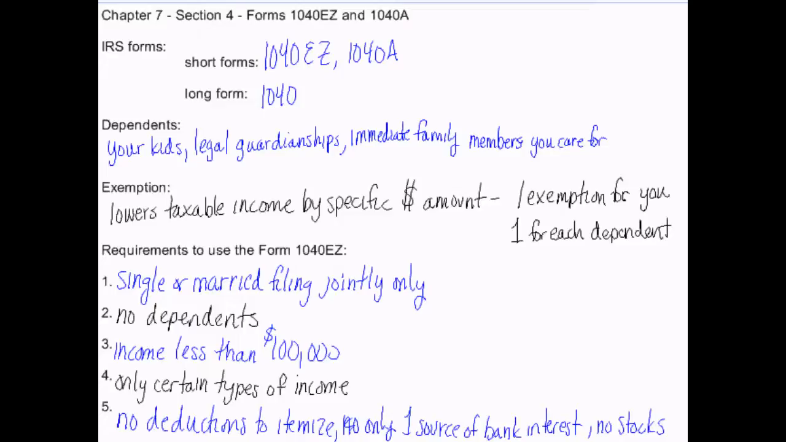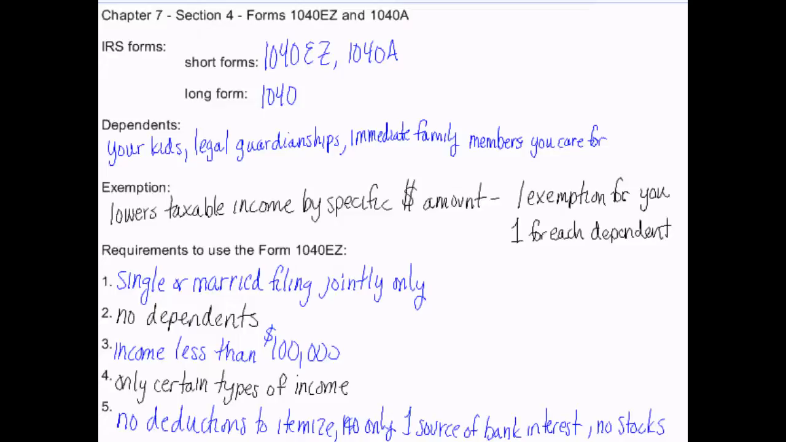Okay, 1040EZ is the shortest form, but it's also the most specific as to who is and is not allowed to use it. In order to use the 1040EZ, you have to be single or married filing jointly. You can't be head of household, you can't be married filing separately. You cannot have any dependents. So it's just you or just you and your spouse. Your income has to be less than $100,000. It's only certain types of income that are allowed, and there's a list. Most people don't fall into those other categories of non-allowable income, but there's a list.